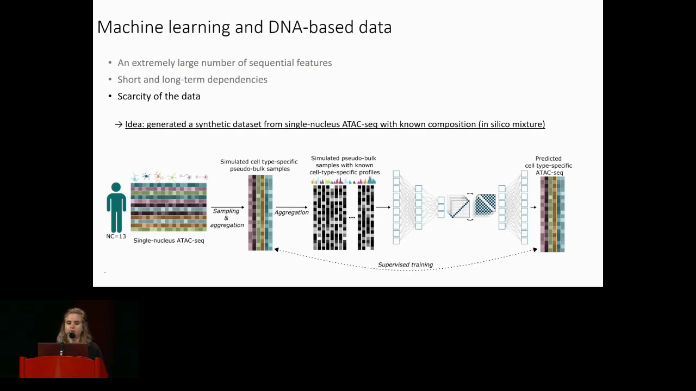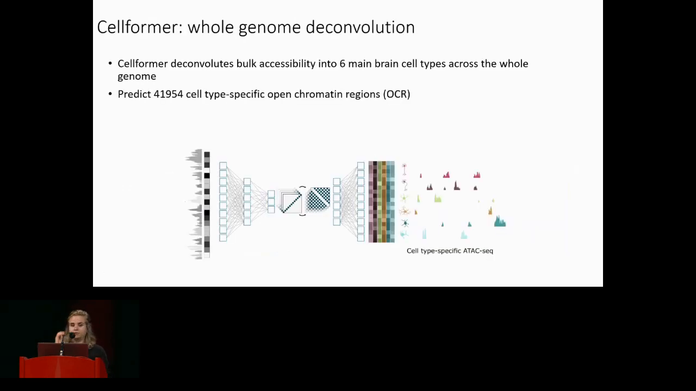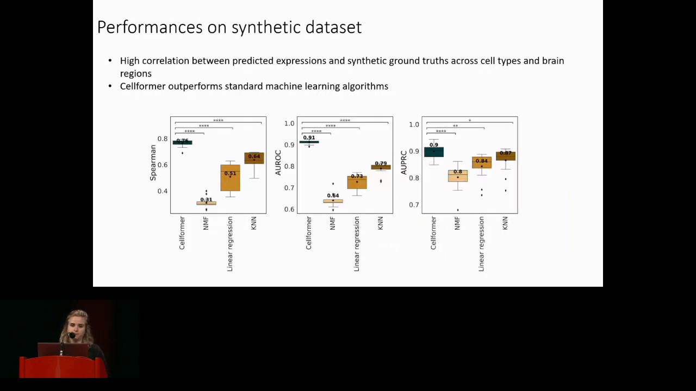In this way, we can train our model in a supervised fashion to separate the cell type-specific profile from the bulk mixture. The advantage is that we can create a combinatorial number of samples to create a dataset large enough to train the model. So we derive Self-Former, a model that can deconvolute bulk ATAC-seq into 6 main cell types across the whole genome, predicting more than 41,000 cell type-specific open chromatin regions.